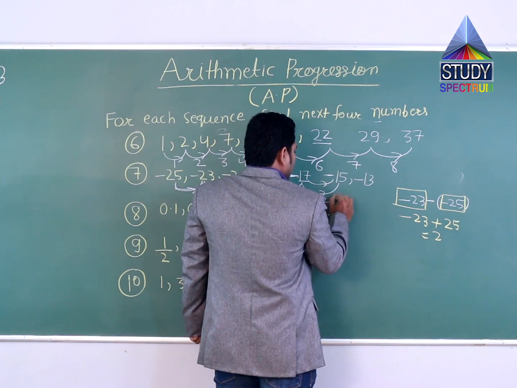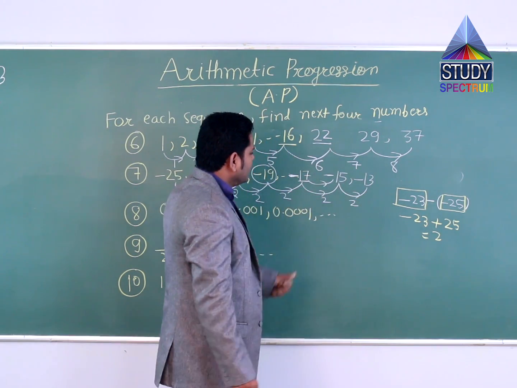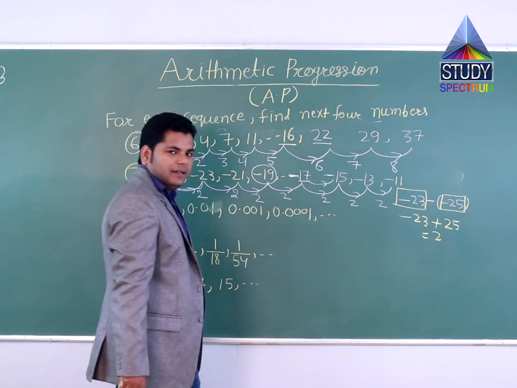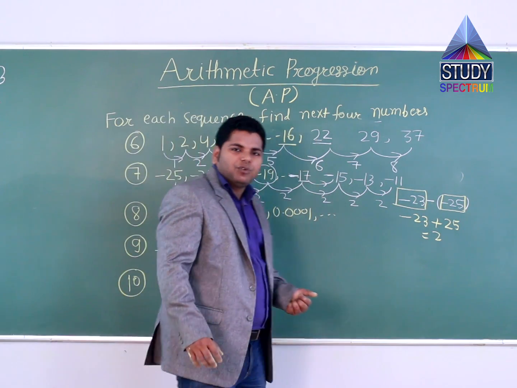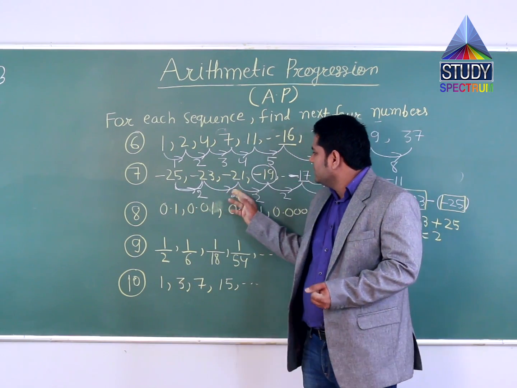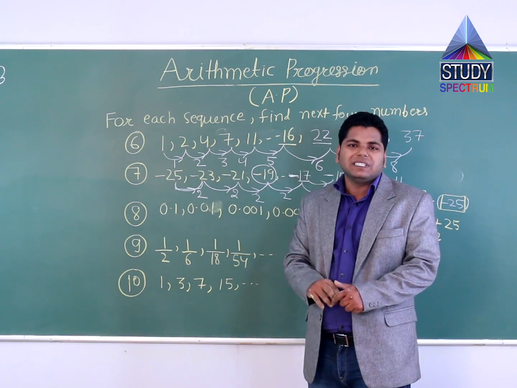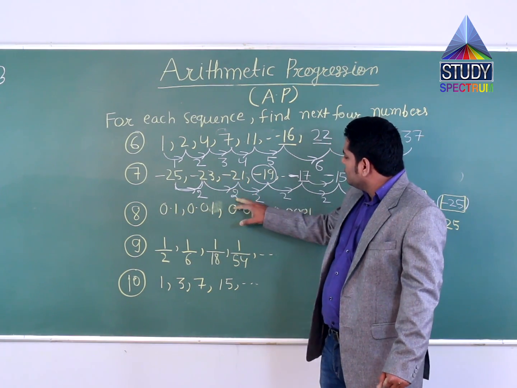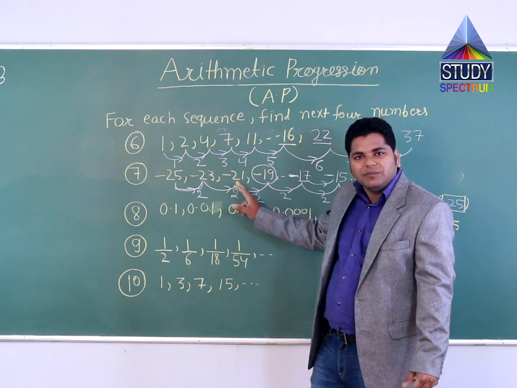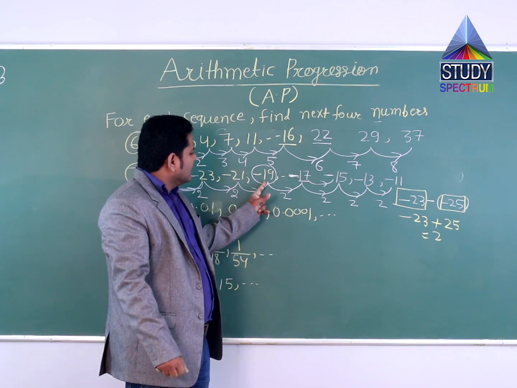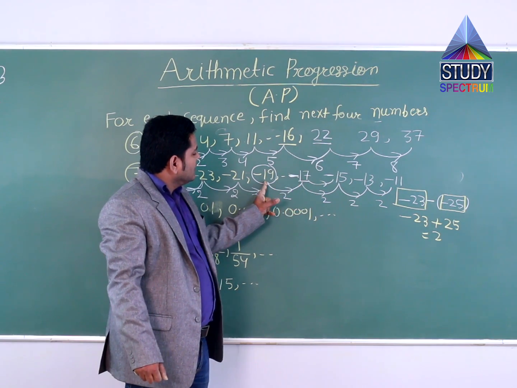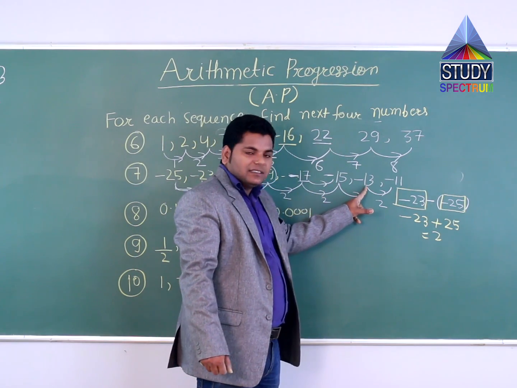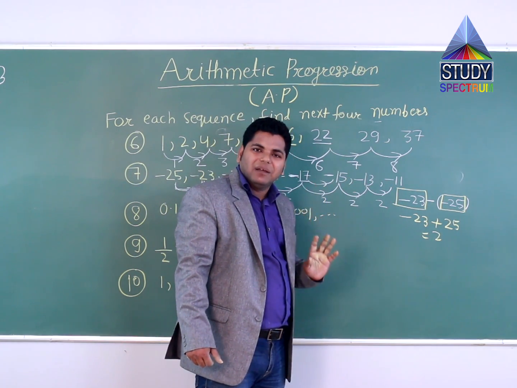Okay. And what will be the next term? 2 more than minus 13, so it will be minus 11. Got it? It means there is some rule involved in this sequence: each term is 2 more than the preceding term. So we are adding 2 to the preceding term to get the next term. So minus 19 plus 2 is minus 17, minus 17 plus 2 is minus 15, minus 15 plus 2 is minus 13, minus 13 plus 2 is minus 11.